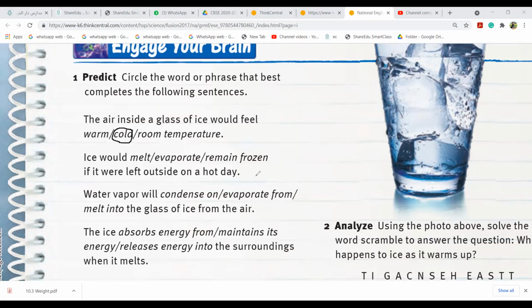It would melt. If you leave ice outside, first it will melt. First thing, it will melt. Later on it will evaporate. But first thing, it will melt. Next: will water vapor condense on the glass of ice, or evaporate from it, or melt?